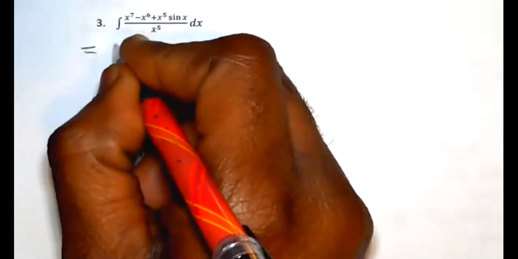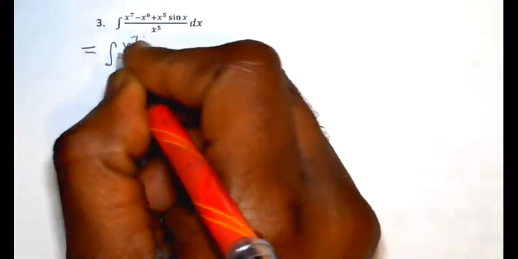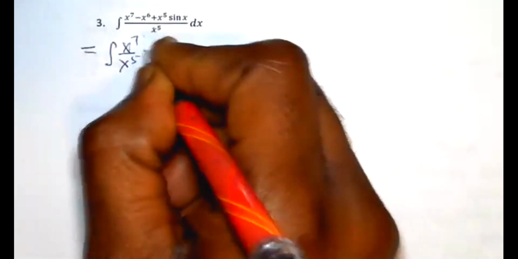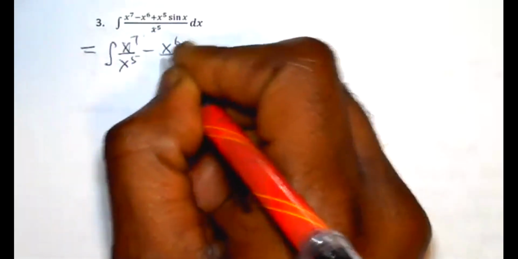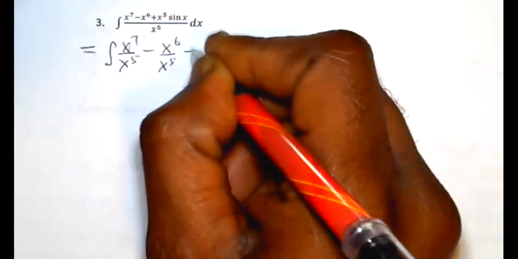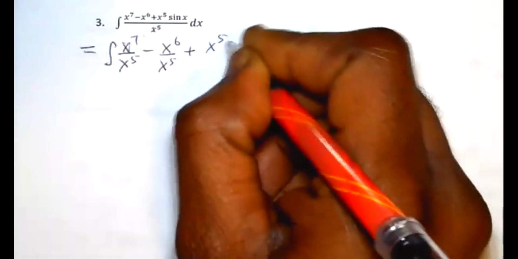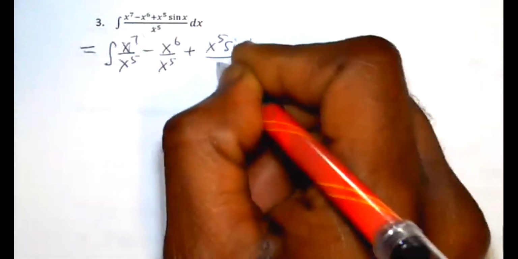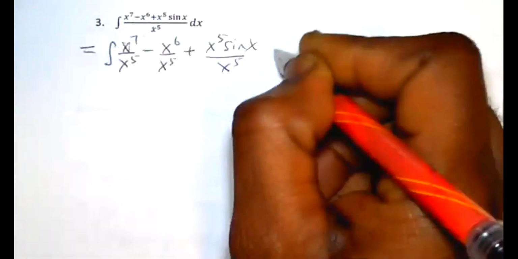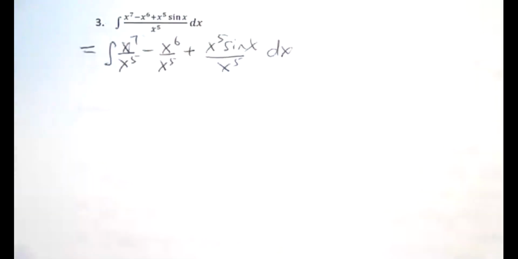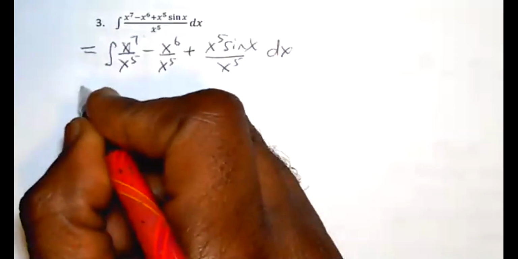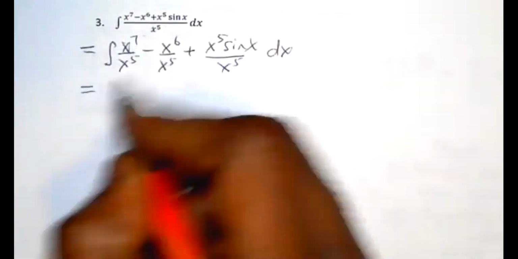My common denominator, so I can split up and divide each term by the common denominator. So I have integral of x to the power 7 divided by x to the power 5 minus x to the power 6 divided by x to the power 5 plus x to the power 5 sine x divided by x to the power 5. So all this dx. Let's simplify each of these.